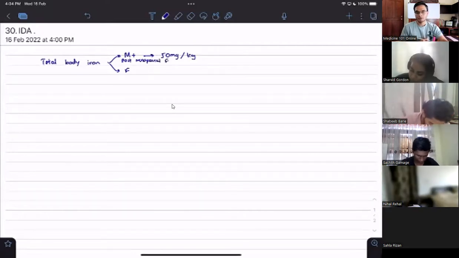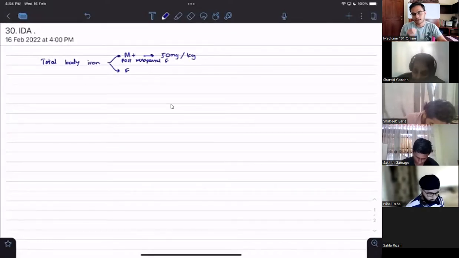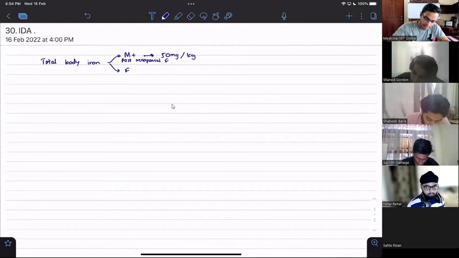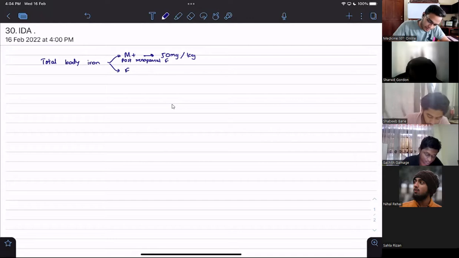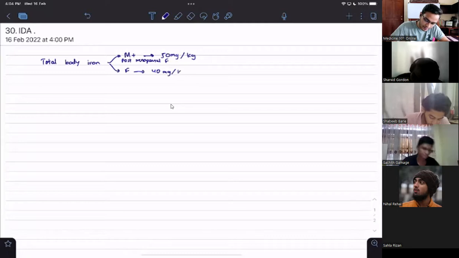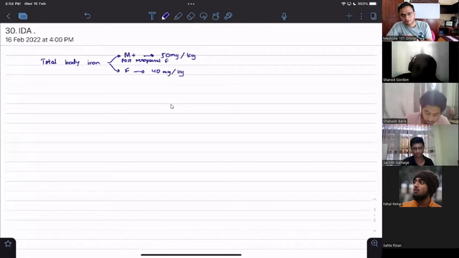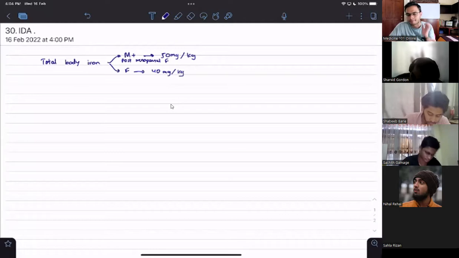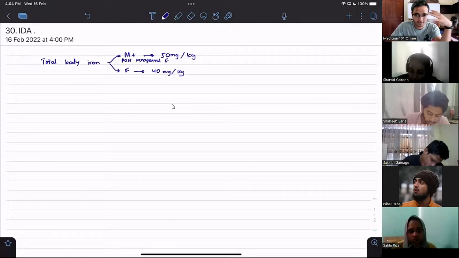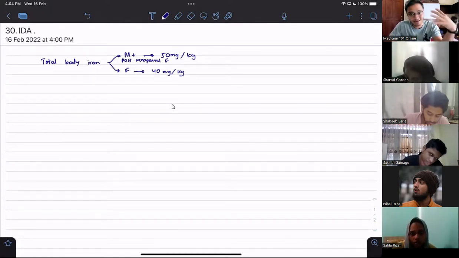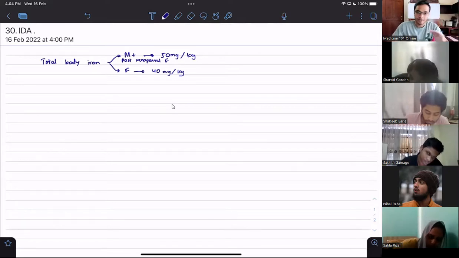Males and postmenopausal females have about 50 milligrams of iron per kilogram of body weight, whereas females of reproductive age, who have their regular menstrual cycle, have a little bit less, about 40 milligrams of iron per kilogram of body weight. Now, this is basically due to the menstrual losses. Then there are some exceptions, guys. For example, during pregnancy and lactation, these values change a little. We'll talk about that a little later. For now, you should know this much.